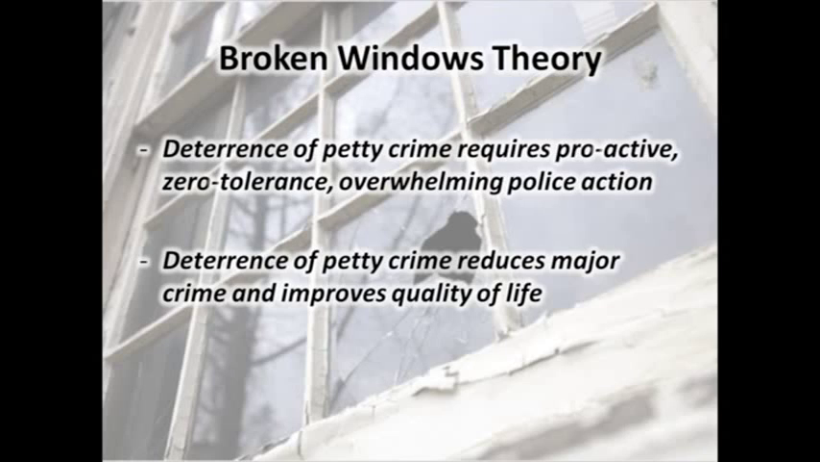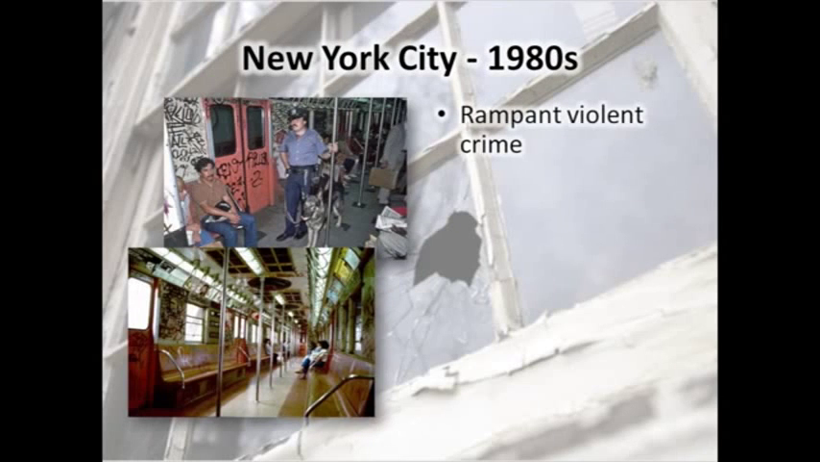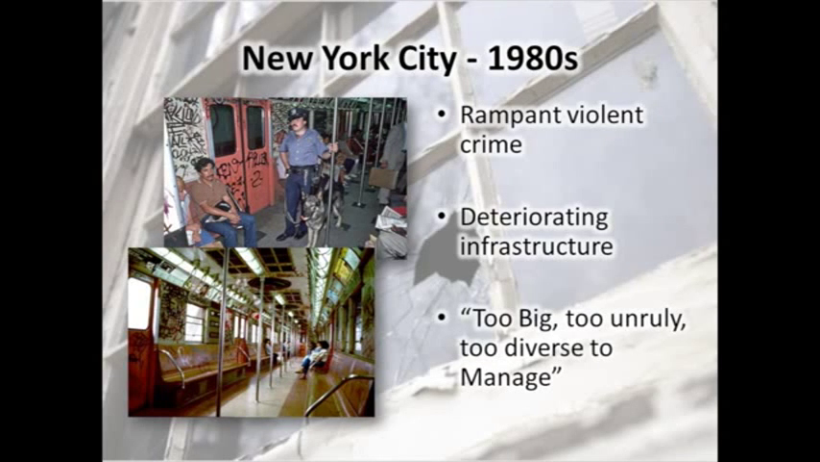So probably the most visible example or visible success of broken windows theory policing was in New York City in the late 80s and, well, mostly early 90s. Is anybody familiar with New York of the 1980s? Anybody go visit New York in the 1980s? How nice was it? Not very.